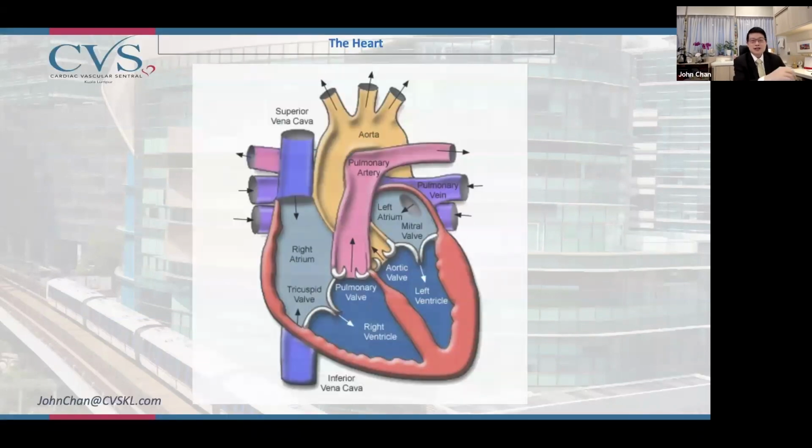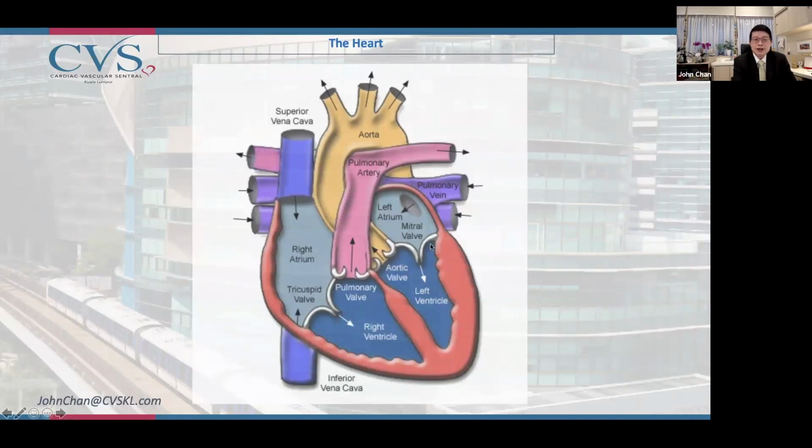So if we were to look inside the heart, so this is the heart open, you'll find that the heart has four chambers: the left atrium and the left ventricle on the left side, and the right ventricle and right atrium on the right side. And separating these chambers, and also separating the big blood vessels which come out of the heart, are valves.